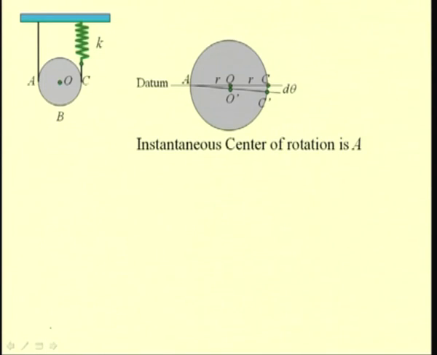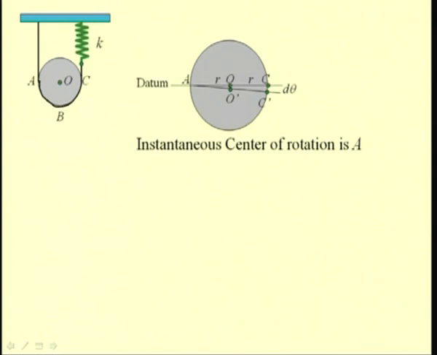Let us take the disc, and since we assume that there is no slippage occurring between the band and the disc, we can assume that the disc instantaneously rotates about this point A, and so we can say that this position AOC is the datum, and this disc instantaneously rotates about this position A because there is no slippage.